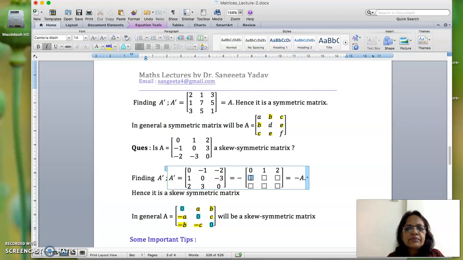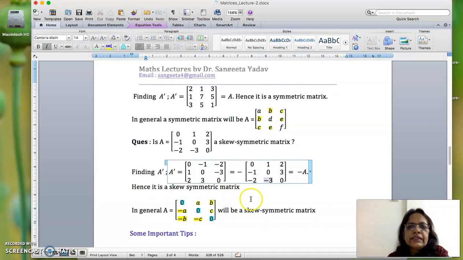If we are taking out minus common from here, this will be minus 1, 0 and 3. This is minus 2, minus 3 and 0. See, it is minus of A. This is the matrix we are taking.